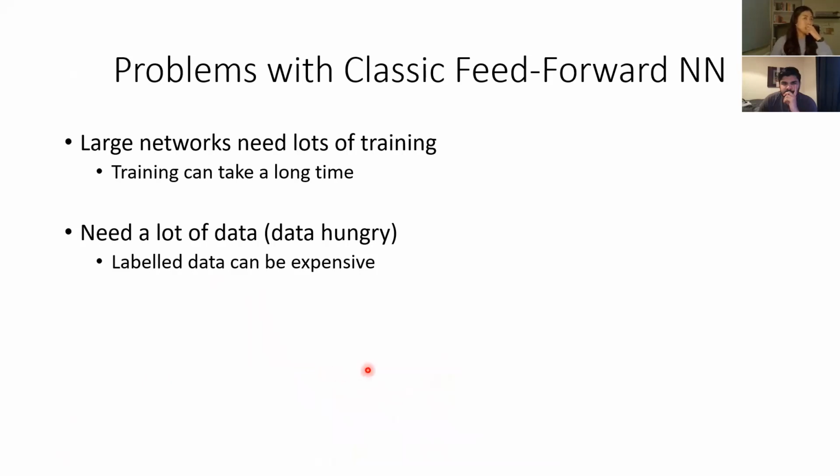So is a neural net so great? Yes, it is really good. It can give you really good predictions. But the problem is a neural net typically requires a lot of training, so it takes a long time and consumes your resources as well. And more importantly, it's data hungry. So you really need a lot of data if you want good performance from the model.